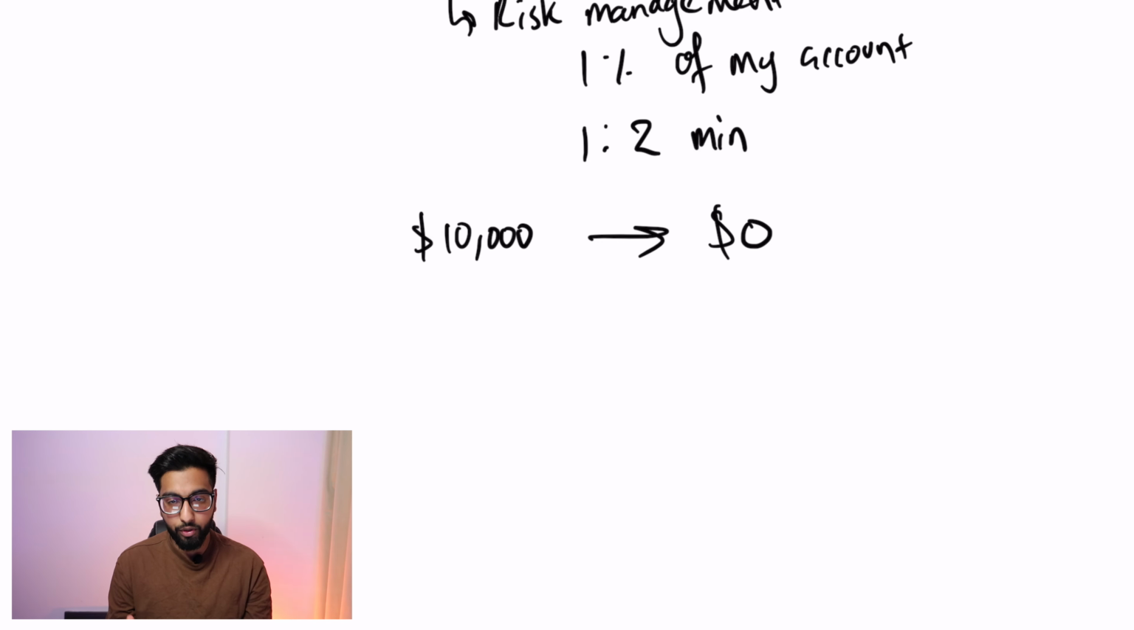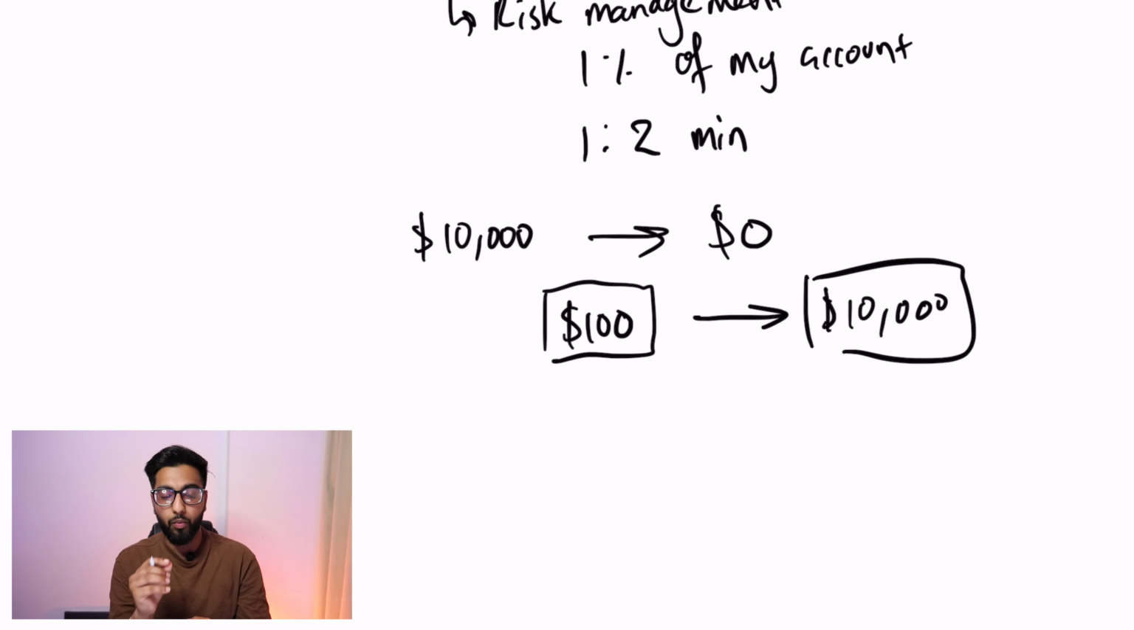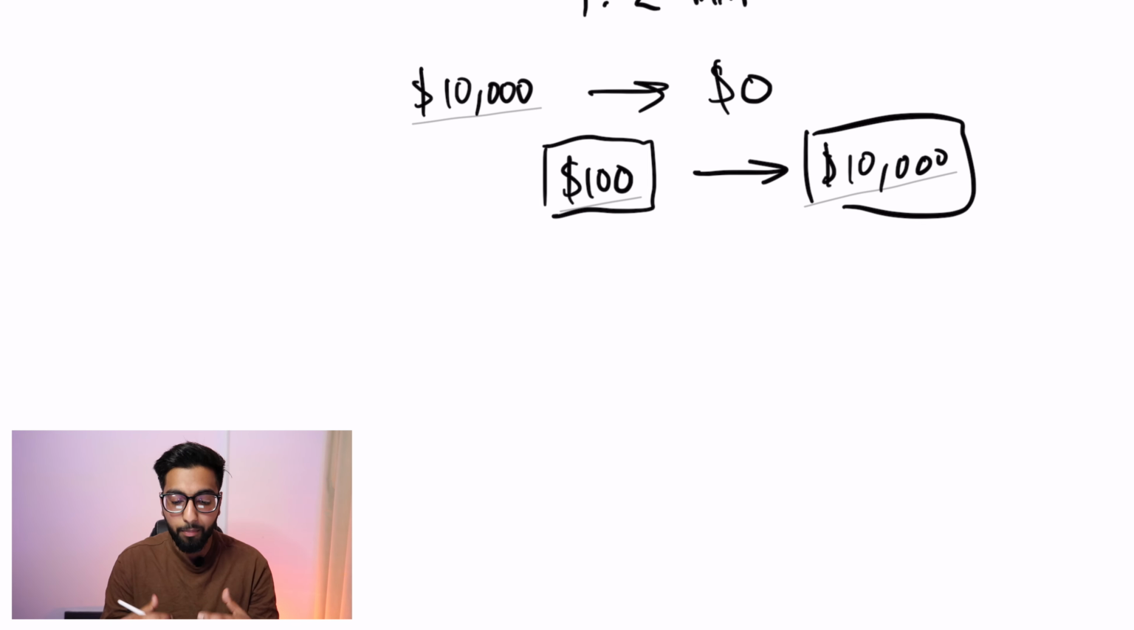So for this video's sake, I'm going to say that we are going to deposit only $100. We're going to deposit $100 into our trading account. Now, how are we going to get this $100 to $10,000? Because we know as a trader, you need to understand you won't be able to do this on a one-off trade. You won't be able to turn $100 to $10,000 on one single trade. So what we need to do is break this down.